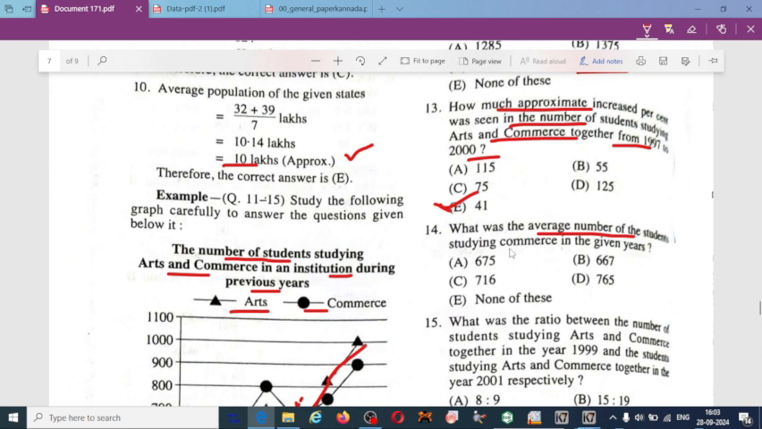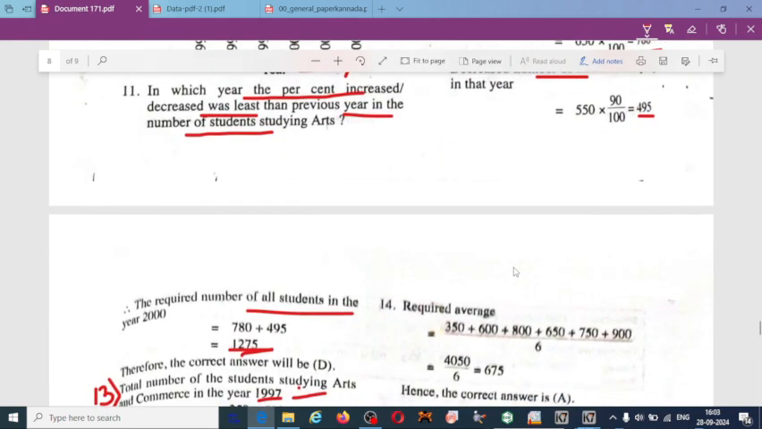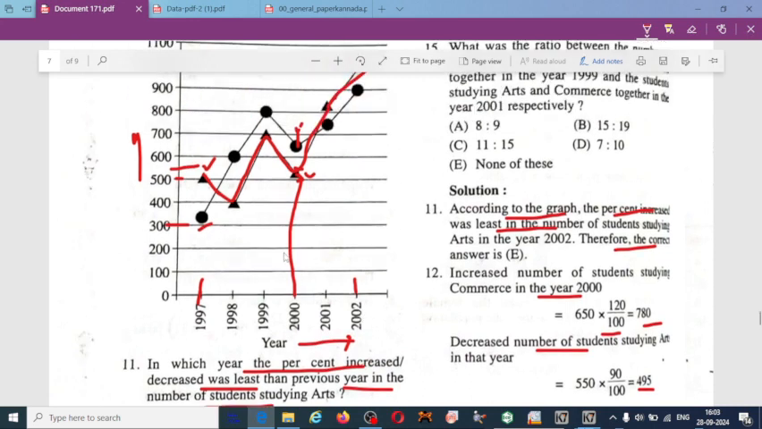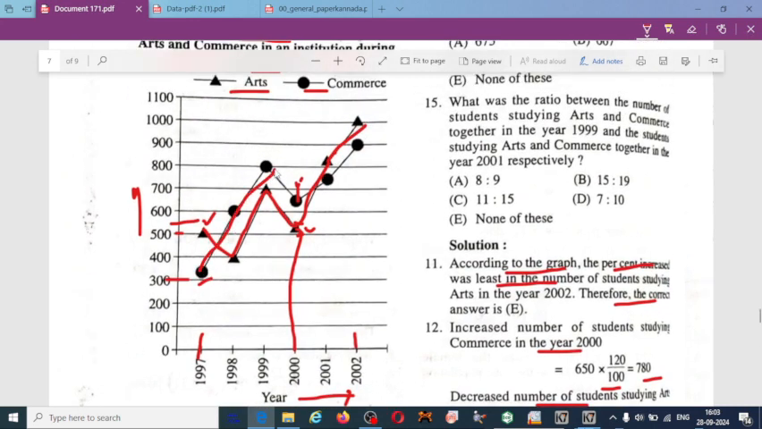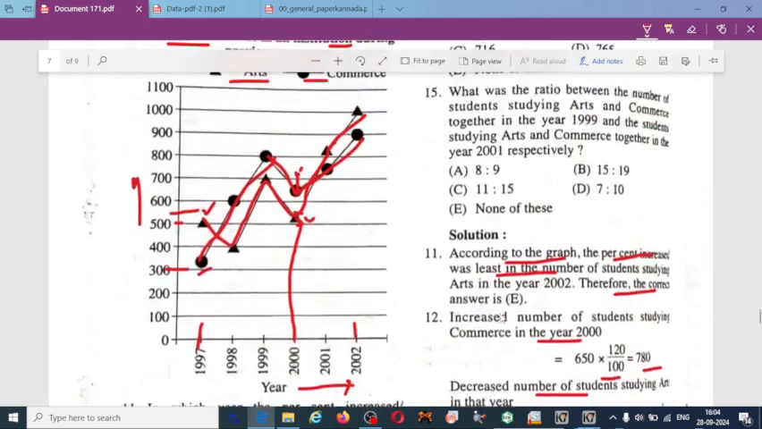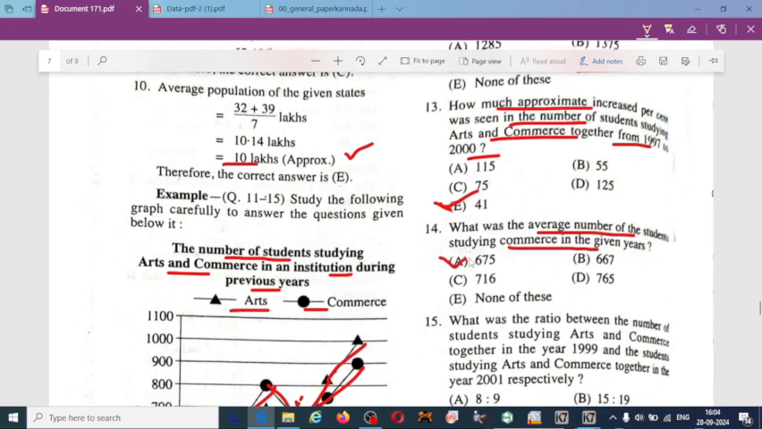What was the average number of students studying commerce in the given years? Only commerce they have asked. 14th one. So all the students in the different years you should add up. So for commerce you can see here the graph. It has started nearly from 300 students and it is ending with around 900 students. So here you can add up from 350 to 900. Overall how many years? 6 years. So divided by 6, you will get the required average, 675 students average for commerce. Option A is correct.